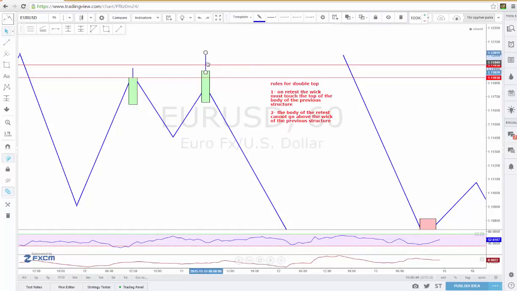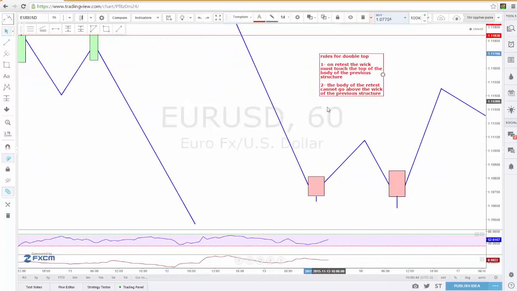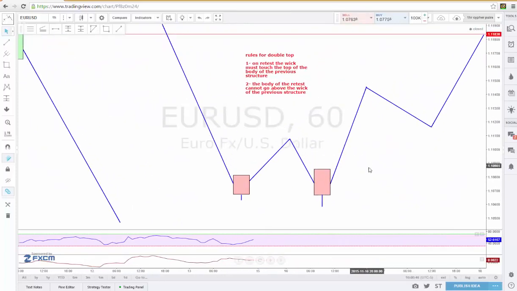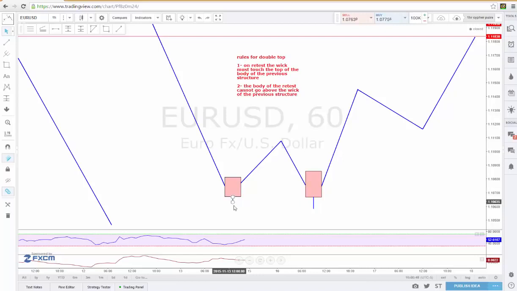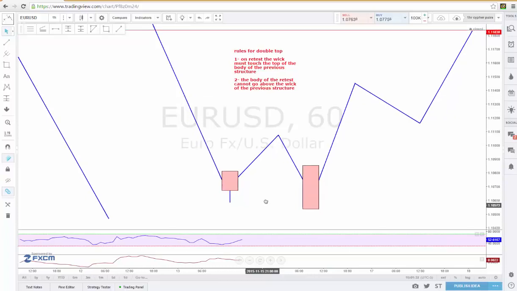They are the same for a double bottom. I went ahead and drew one out, just the opposite. Instead of the highest high of the body, now you're looking at the wick has to touch the lowest low of the body. The lowest body of the candle, this wick must touch. And the body of the retest here cannot close below the wick of the initial test.